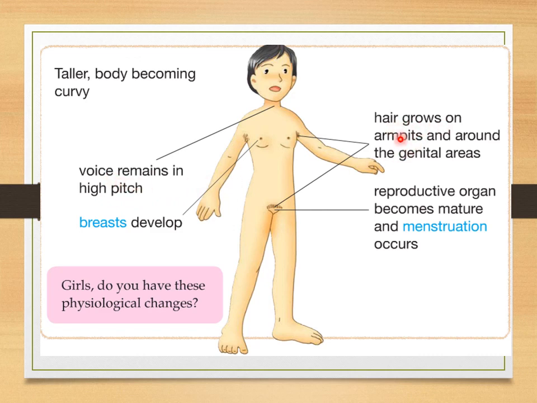Hair grows on armpits and around the genital areas. Reproductive organ becomes mature, and menstruation occurs. Breasts develop. Girls, do you have these physiological changes?